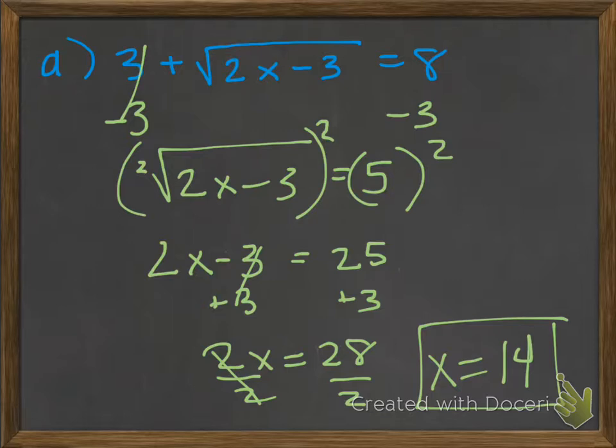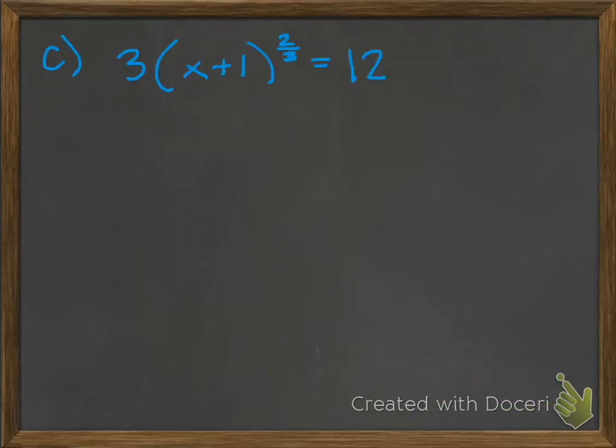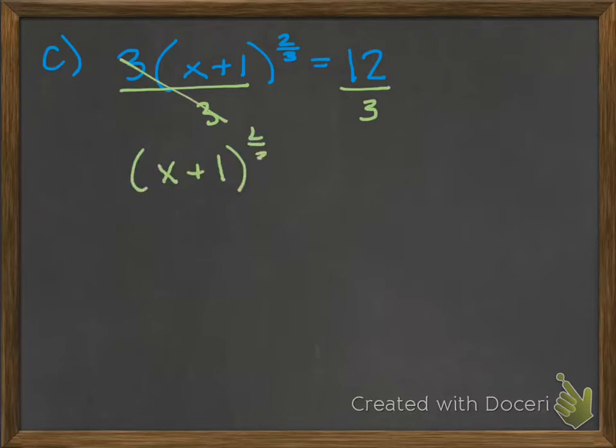So letter C is a little bit more involved. Notice it's not in radical form, it's in exponential form. Same idea though, I need to get rid of those numbers on the outside, so I need to handle a 3. And to get rid of the 3, I'm going to divide both sides by 3. So x plus 1 raised to the 2/3 power equals 4. And if I want this 2/3 to cancel, we are going to raise both sides to the reciprocal of 2/3. So the reciprocal of 2/3 would be 3/2.